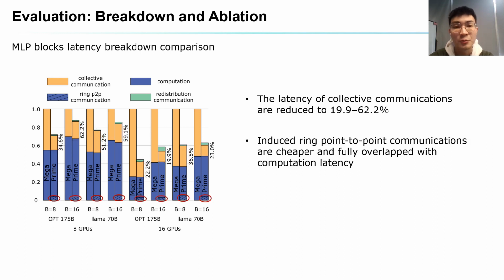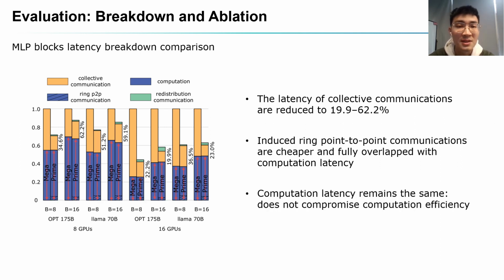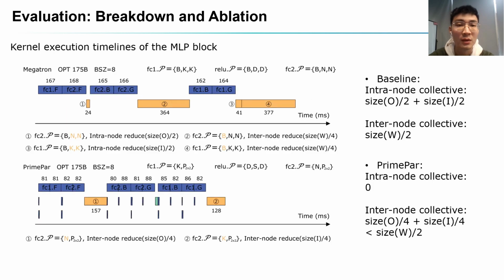Although extra ring point-to-point communications are introduced, these communications incur small latency and can be fully overlapped with computation latency. You can see that computation latency remains the same as baseline. This indicates that with better utilization of communication resources, PrimePar doesn't compromise the efficiency of computation.